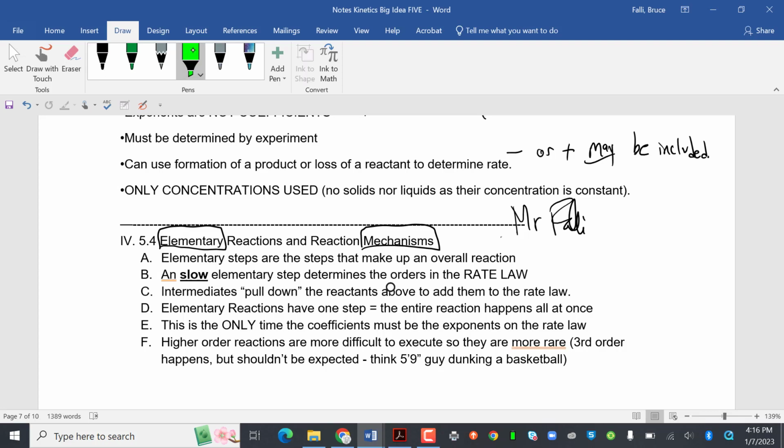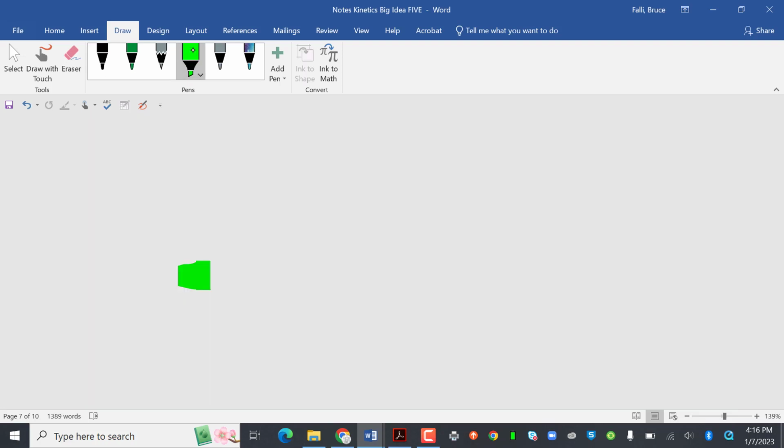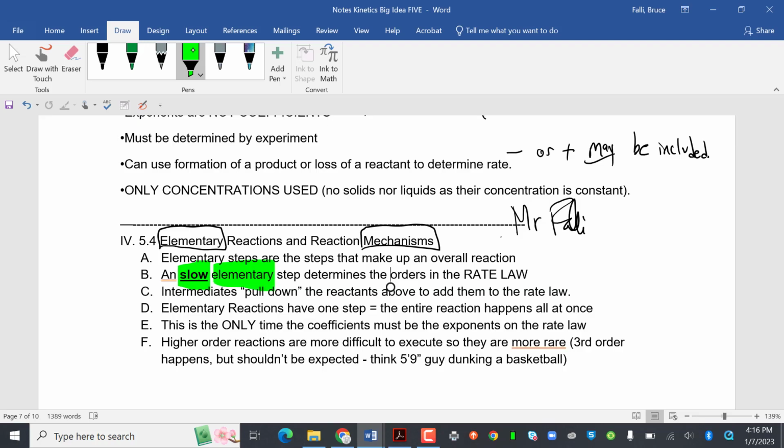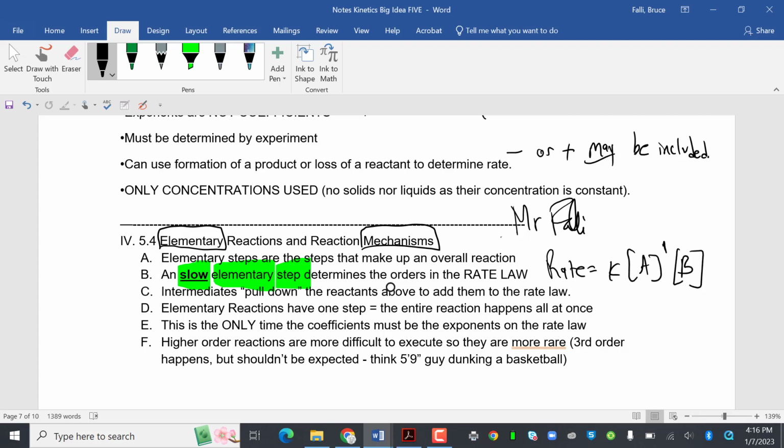A slow elementary step, this is important, a slow elementary step determines the orders in the rate law. Okay, so that's how you get the orders. So remember when we're talking orders of a rate law, rate equals K, concentration of A, concentration of B. These would be my orders if I called this X and Y.